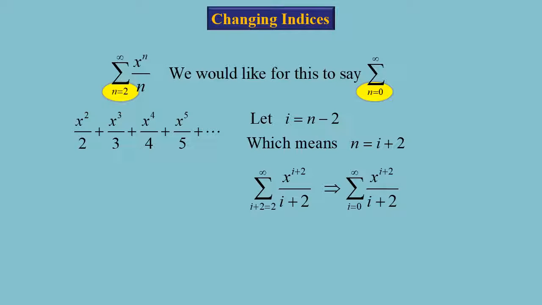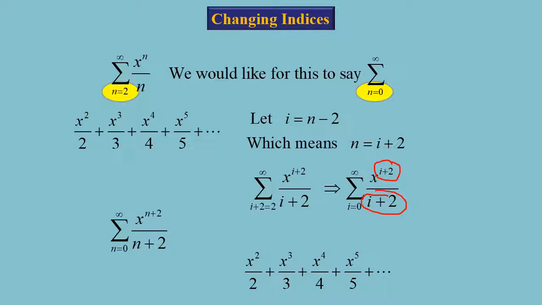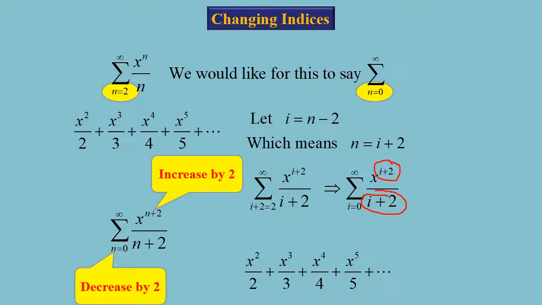And notice what happens here. The n is now 2 larger, and this n is now 2 larger. So again, that observation is simply saying that if you decrease the index by 2, you have to increase that variable on the inside of the summation, and vice versa.